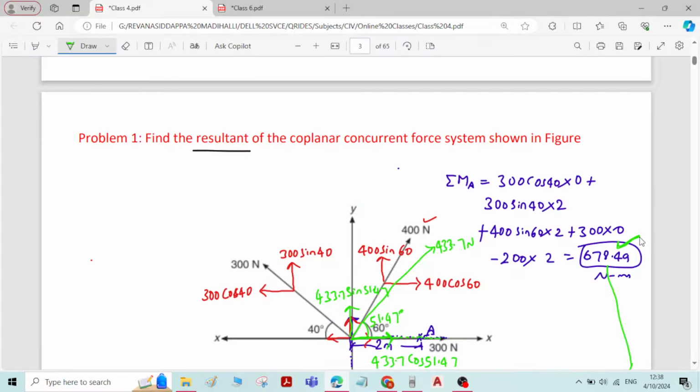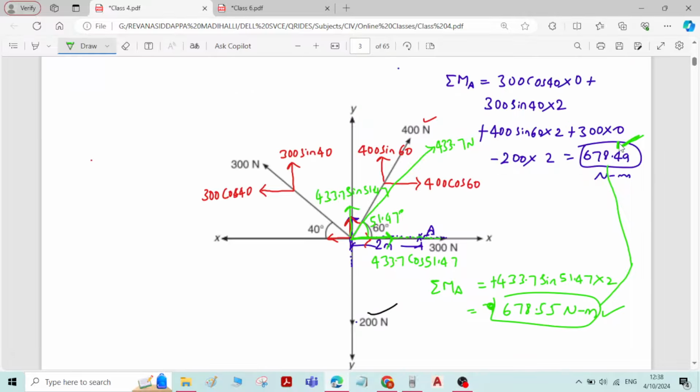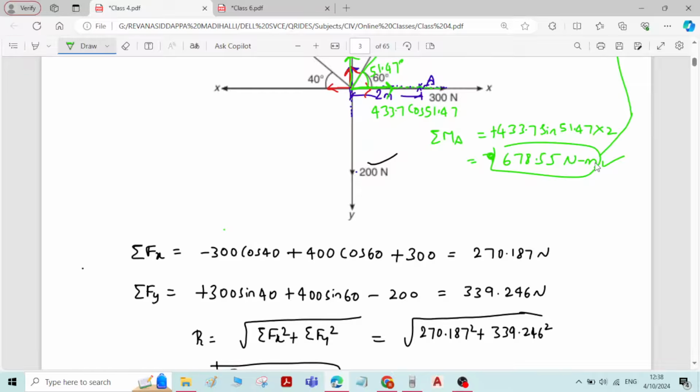of forces about a point is equal to the moment of the resultant force about the same point. I repeat once again, the algebraic sum of moments of a system of forces about a point is equal to the moment of their resultant about the same point. This is the Varignon's theorem of moments.